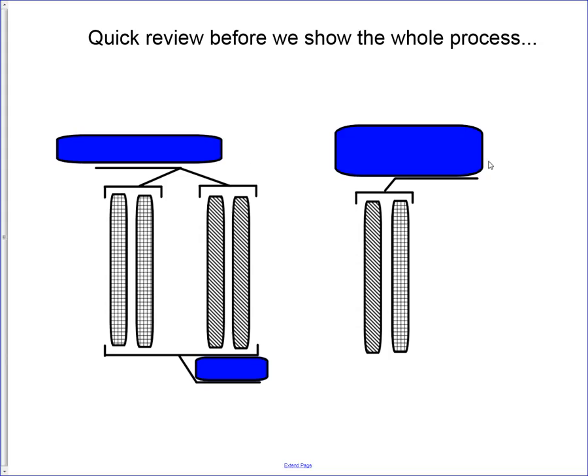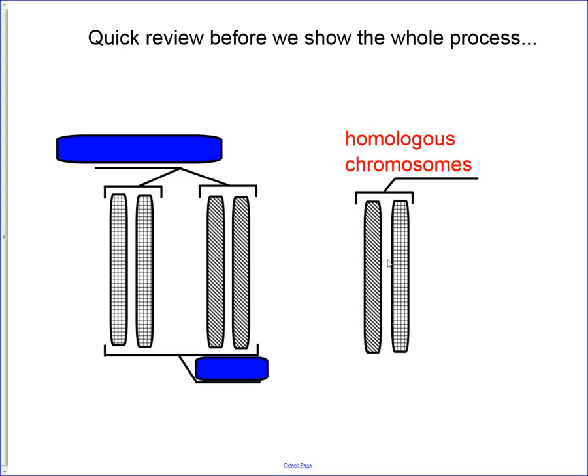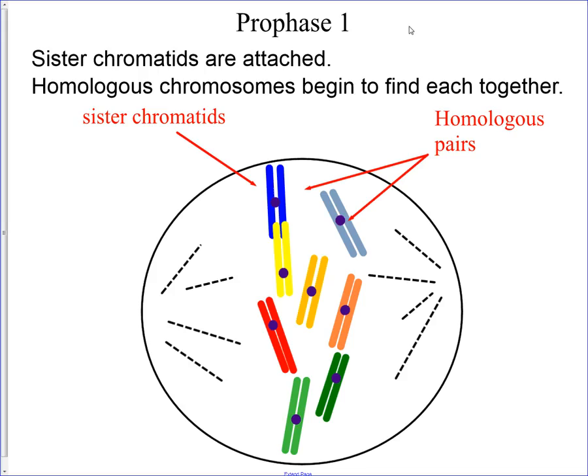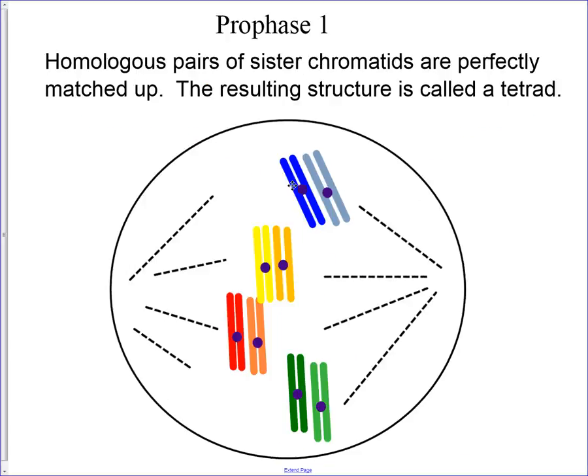Okay, quick review. Here's a homologous pair: same chromosomes but different alleles, same genes but different alleles. These two are exactly identical, so they'll be known as sister chromatids, and then together a homologous pair of sister chromatids is known as a tetrad. Prophase 1. During prophase 1, the sister chromatids are attached via a centromere. The homologous chromosomes begin to find each other. So this is a homologous pair, and the blues are going to try to find each other, the yellows, the oranges, the reds, and the greens. When they find each other, the resulting structure is called a tetrad.